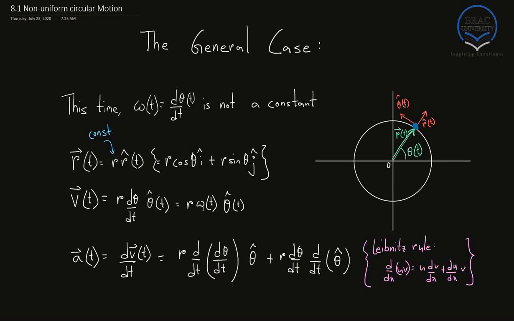But anyway, this time d theta by dt is not going to be constant. And notice that if you take magnitude here, you're still going to get v equal to r omega t. That is, the angular velocity, which is omega t, is related to the linear speed via this formula, but this time, because omega t is no longer constant, the linear speed is no longer constant. So the example you can think about is turning on a fan.